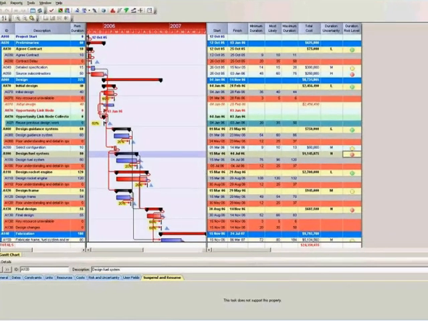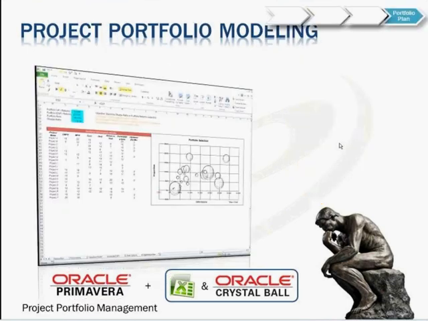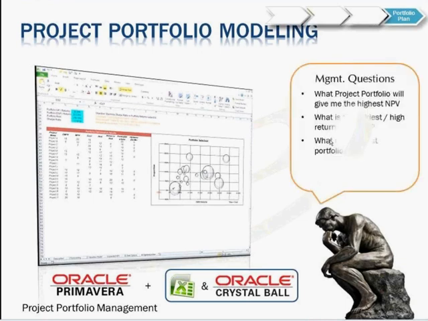Coming back to our presentation, some of the other things that we can do is that we can export this information into Excel and optimize. I'm just going to take a quick second and show you what that might look like. So why would we do this? Well, we want to figure out what combination of projects would give us the highest NPV.